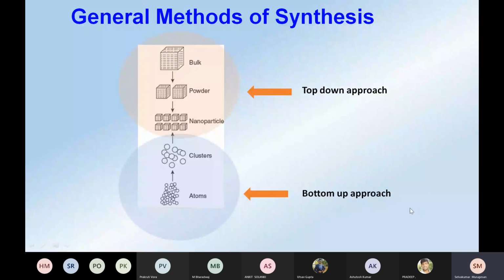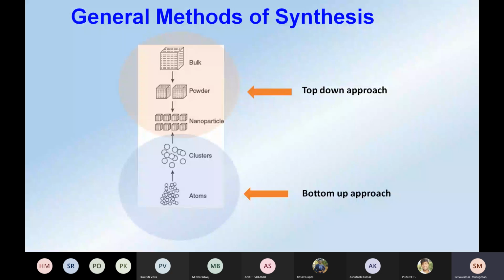Alternatively, there is the bottom-up approach. That means you are manipulating atoms and making cluster-like particles, and the cluster sizes are in the range of 1 to 100 nanometers. So these are the two main approaches, and within them there are a lot of techniques, like you can see here.